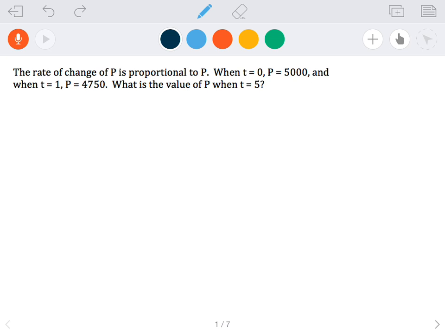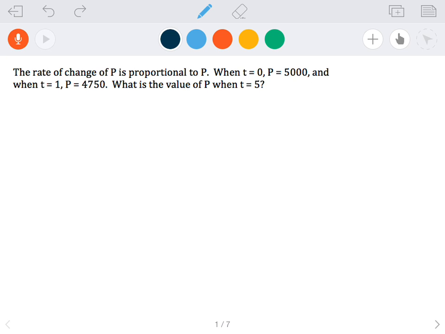Hey guys, we are working exponential growth and decay problems. Let's look at the first one. The rate of change of p is proportional to p. When t equals 0, p equals 5,000, and when t equals 1, p equals 4,750. What is the value of p when t equals 5?